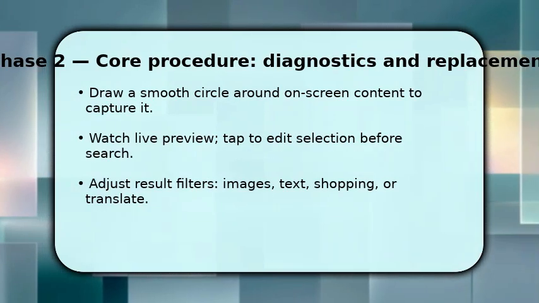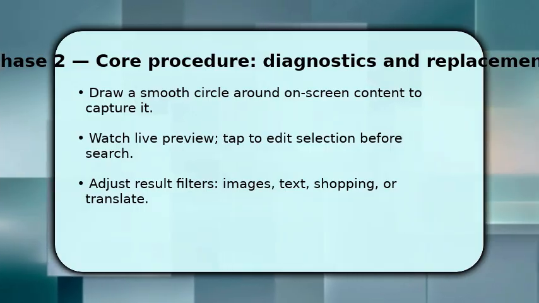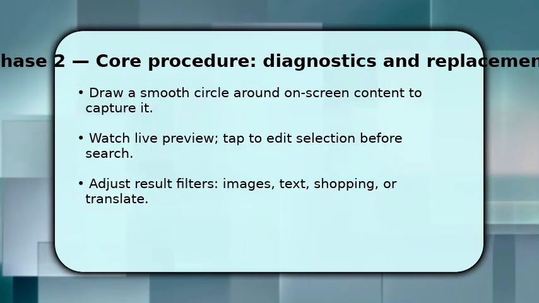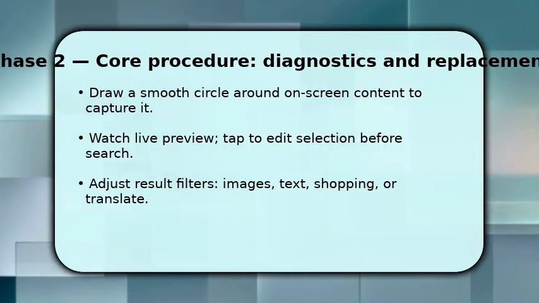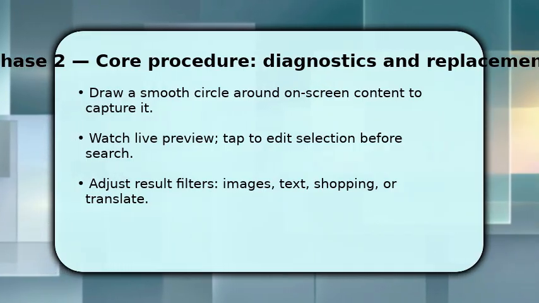You'll now perform the core action, circle and refine. Draw a smooth, single stroke around text or an object. You should feel a quick haptic pulse when selection registers. After the preview appears, tap Edit if the outline missed details, expand or contract the selection to focus the search.